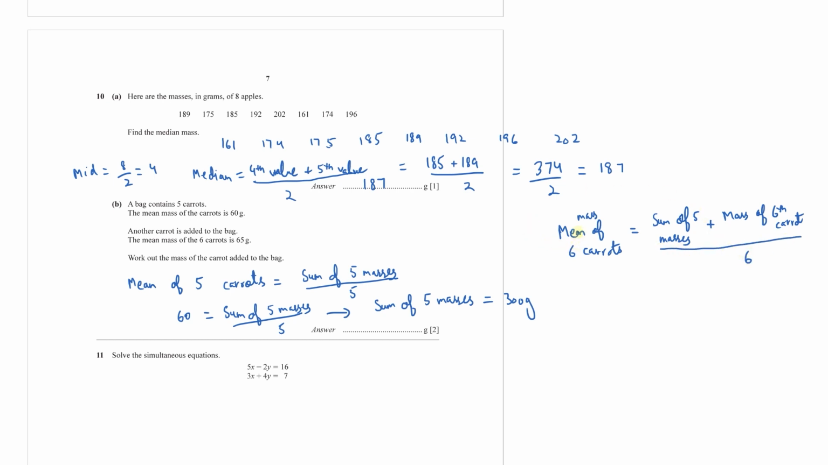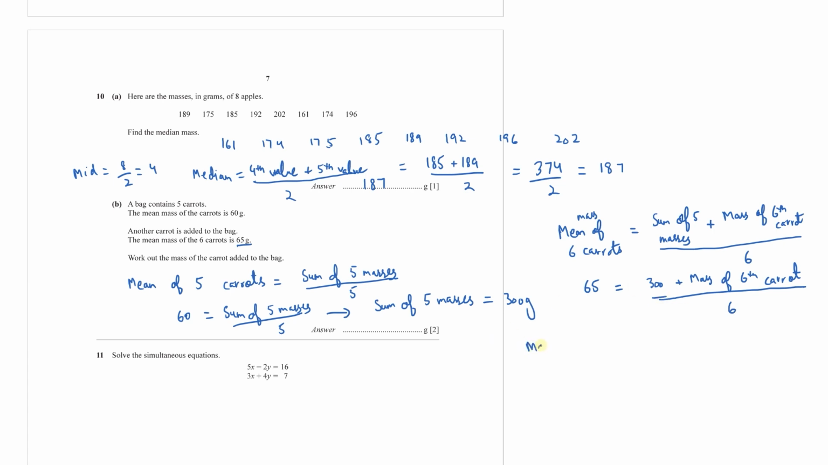Now you're given that after you add the 6th carrot, the mean is 65. So this is 65, and you know that the sum of the masses of the first 5 carrots was 300 gram, 300 gram plus the mass of the 6th carrot, and this whole thing is divided by 6.